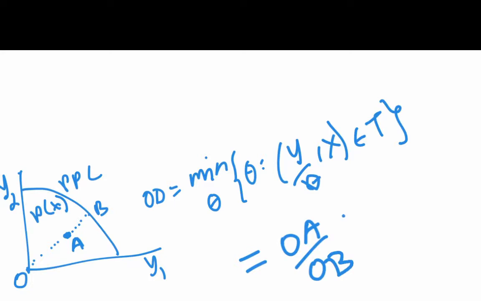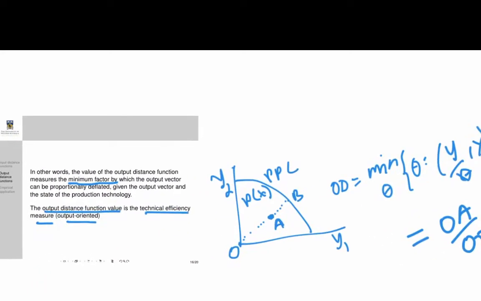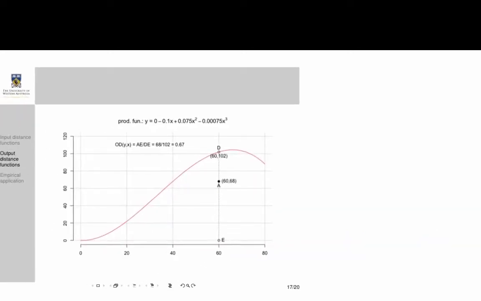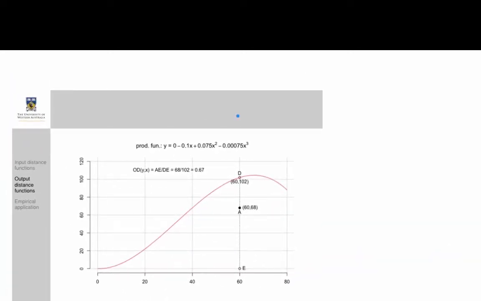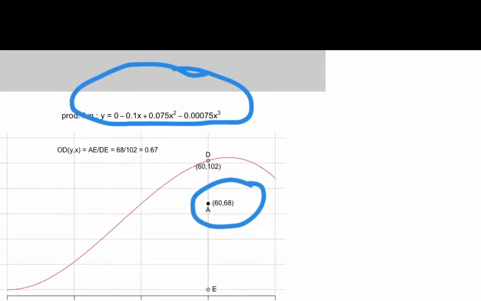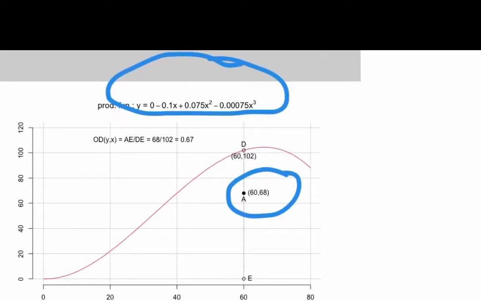And OA over AB is simply the output-oriented measure of technical efficiency. So that's the output distance function. And if we look at the example we had before for an input distance function, it's a cubic function, and the observed point here is point A, where we are using 60 units of input to produce 68 units of output. But if we look at the production function and point D in particular, it's clear that we could have produced 102 units of output.